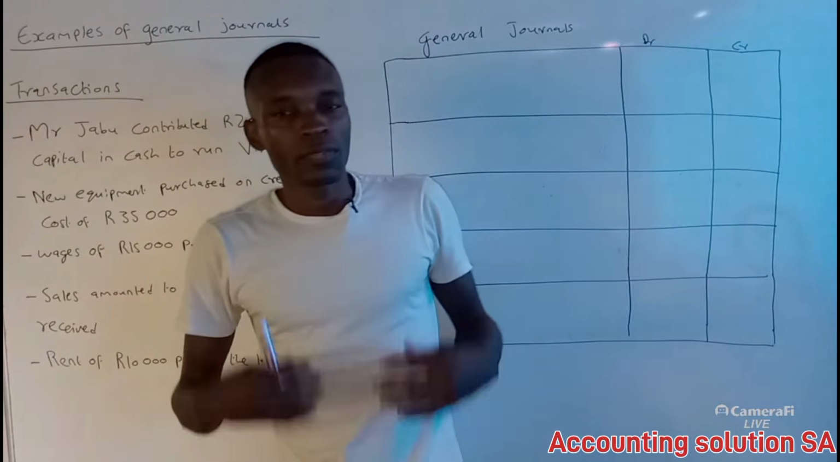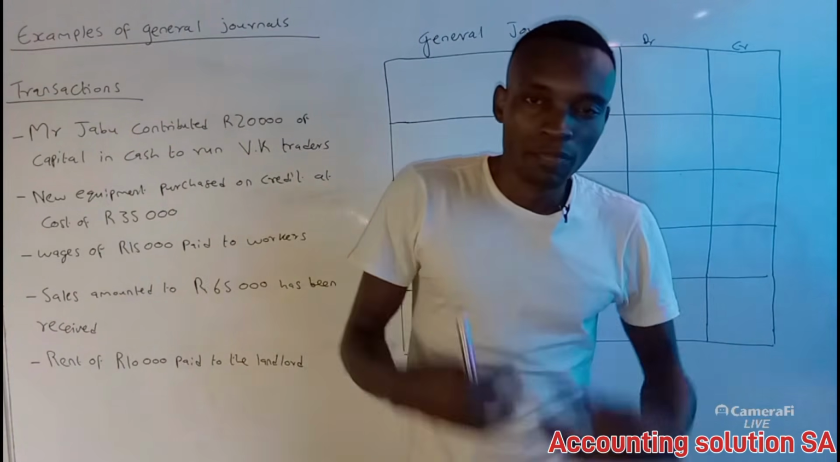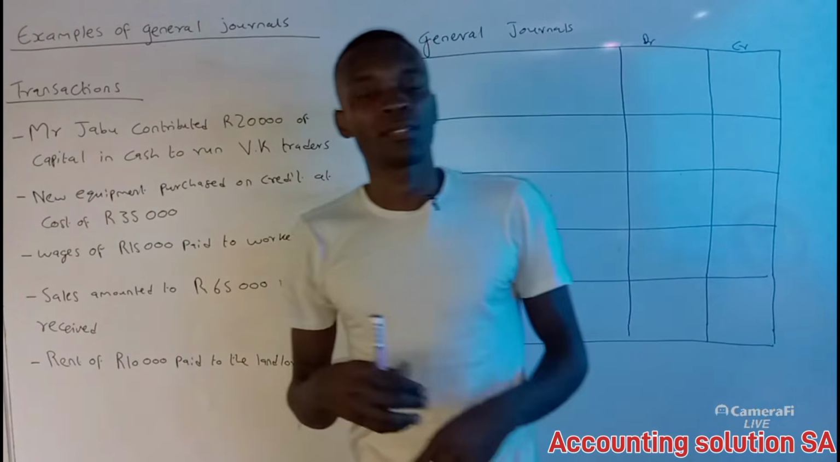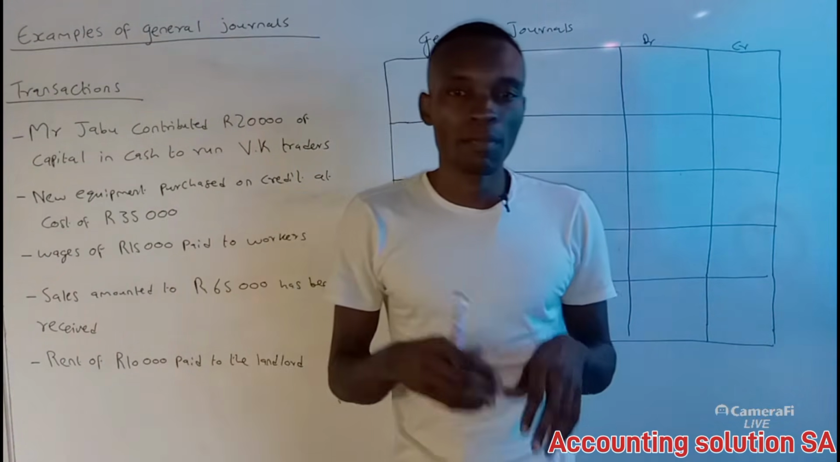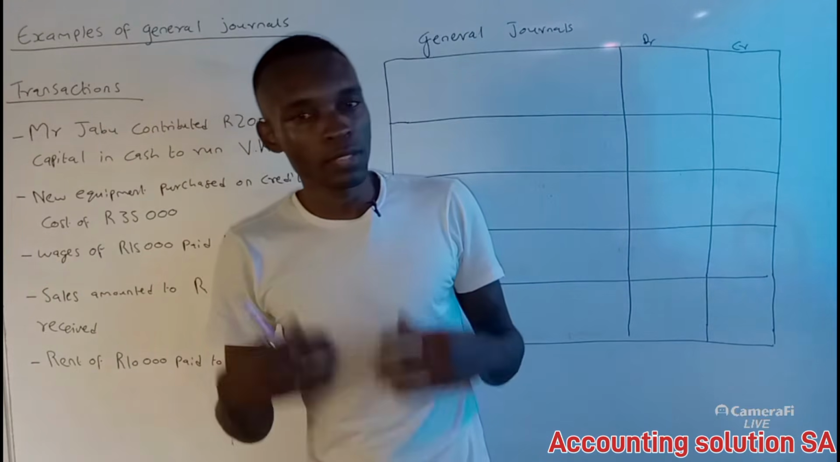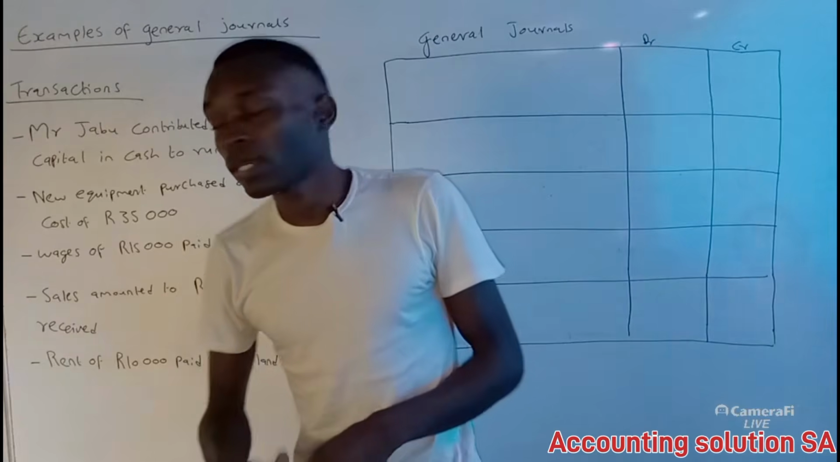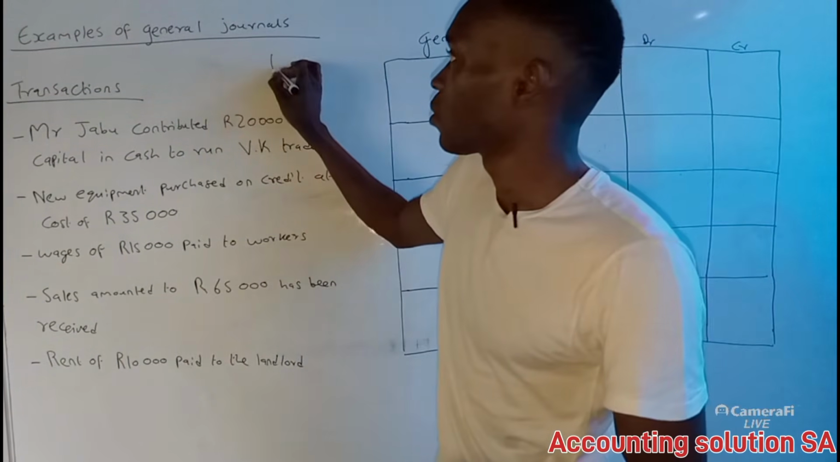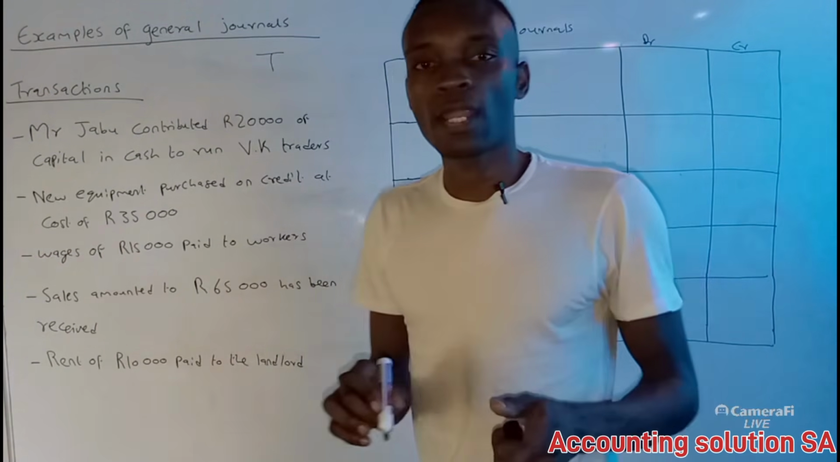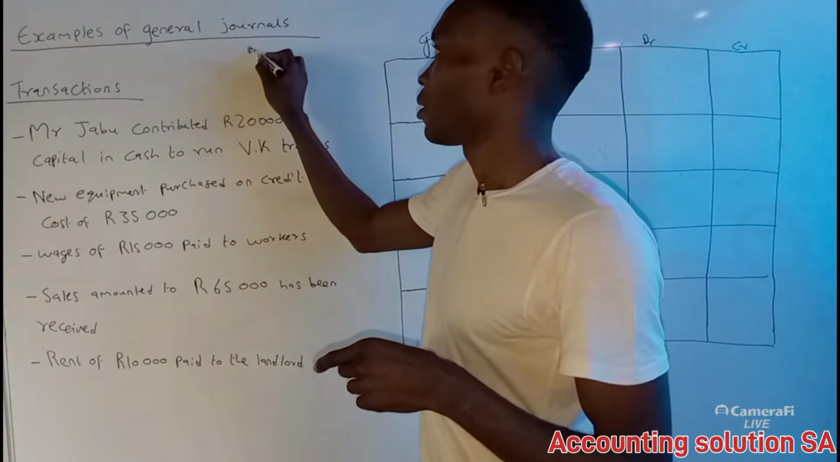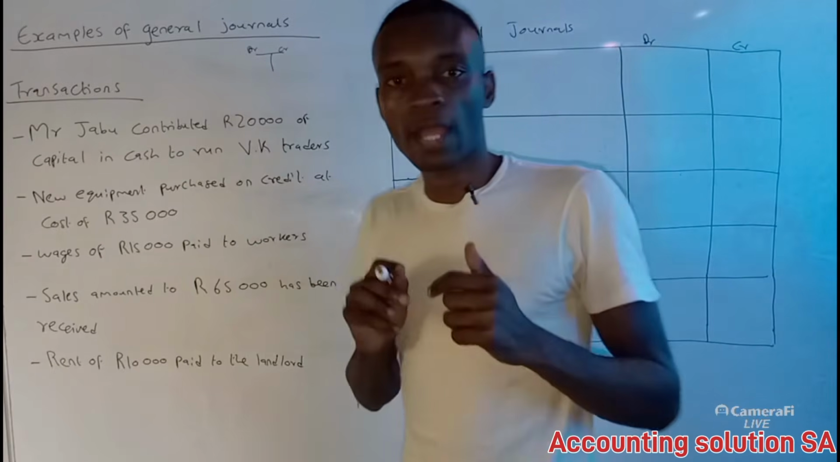Okay guys, so in today's video I'm going to simplify what is the meaning of general journals. So guys, remember when we talk about a general journal, it's not the same as general ledger. When we are talking about general ledger, this is a T account. This is a general ledger. When we talk about ledger, we must see debit and credit like T account.